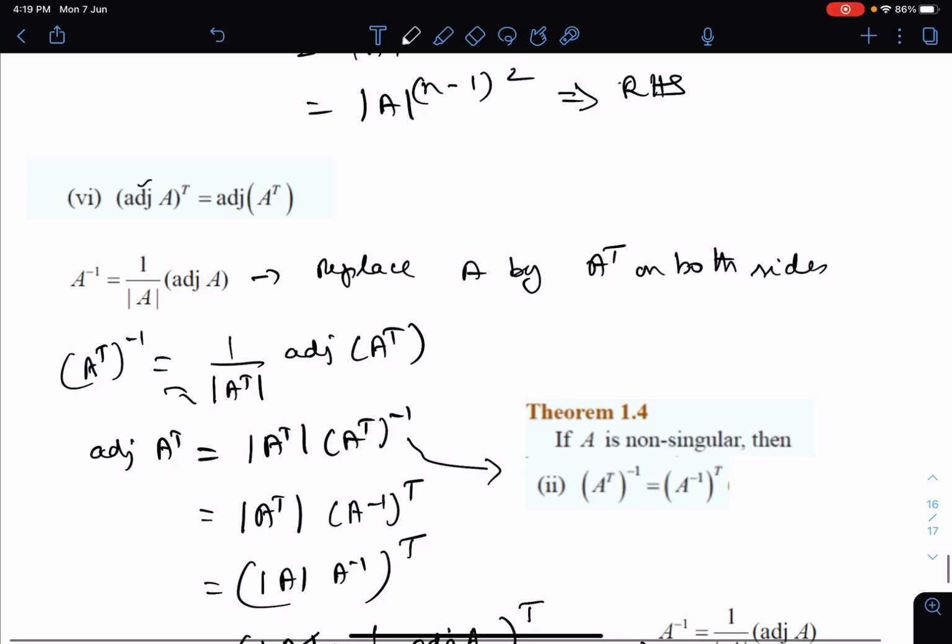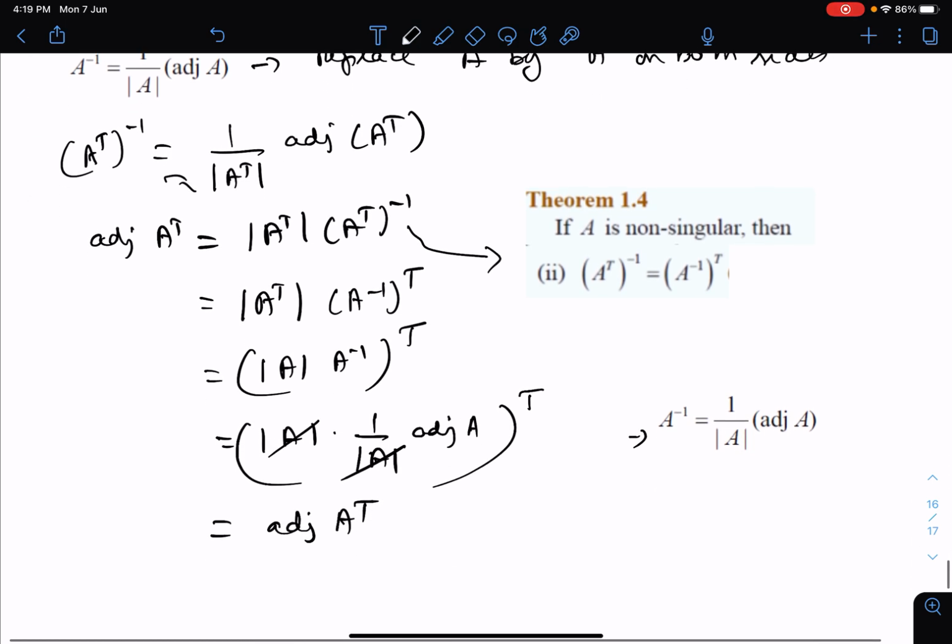So we have started here with adjoint of A transpose. Here it will be adjoint A the whole transpose, yes, because it is inside the bracket. So we have started from adjoint A transpose and we have got the answer as adjoint A the whole transpose. You can take it either as the right side or the LHS. Okay, so hence we have proved.